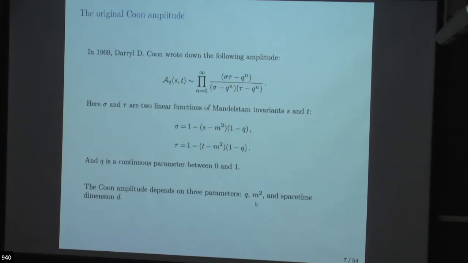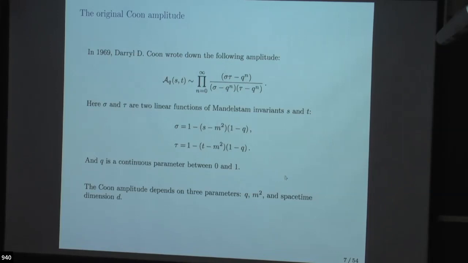Now let's look in more detail at what precisely this Kuhn amplitude is. Here's the form that Kuhn wrote down just one year after Veneziano had written down his amplitude. It's a function of two variables, typically called sigma and tau, which are given by linear functions of the Mandelstam invariants. Then we have this parameter q, which is a real number between 0 and 1. In principle you could have q greater than 1, but you quickly find out that's not a unitary theory, so we'll only look at q between 0 and 1.